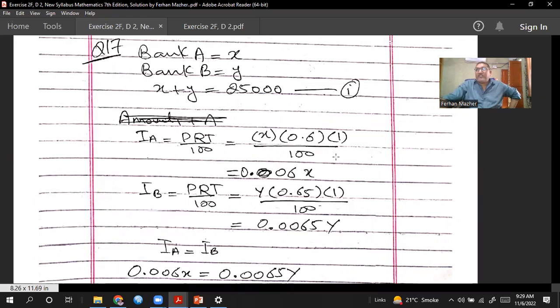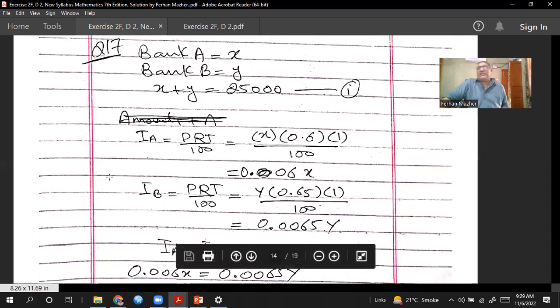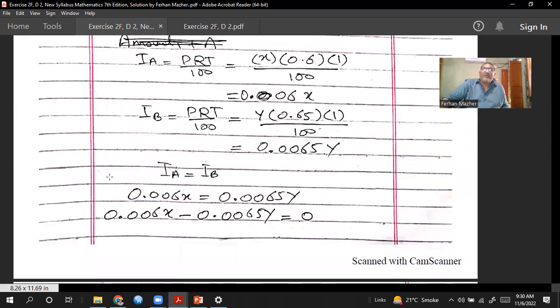The simple interest from bank B will be PRT divided by 100. The principal is Y. The rate is 0.65 and the time is 1 year, and the whole thing divided by 100. So it will be 0.0065Y. The interest from bank A and bank B at the end is the same. So I will make them equal. 0.006x equals 0.0065y. So bring this to the other side. So 0.006x minus 0.0065y equals 0.